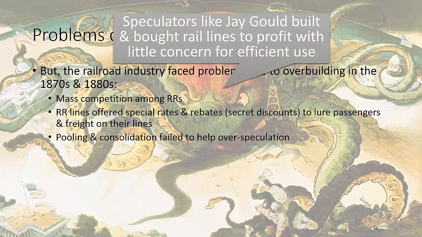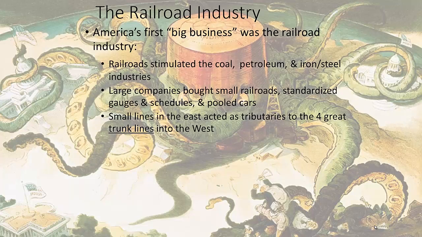And speculators like Jay Gould, who earns the nickname the most hated man in the world, bought rail lines to profit with little concern for efficient use. And so by the 1890s, we're going to have a complicated system of overlapping networks and railroad lines that really leads to a lot of inefficiency in the railroads.